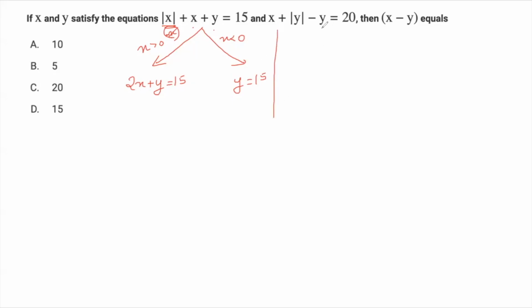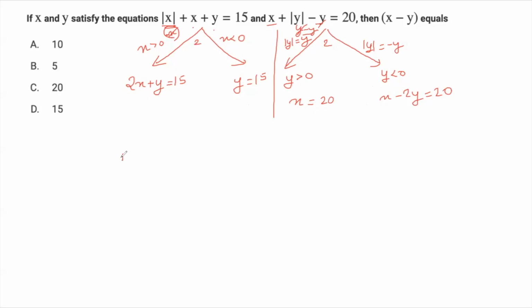Okay. Similarly, we'll have to take two possibilities for the second equation also, guys. The first case is when y is greater than 0. When y is greater than 0, obviously |y| will be equal to y. So in this case, I will have x + y - y equals 20. Plus y minus y cancels. I will simply get x equals 20. And similarly, when y is less than 0, |y| is nothing but minus y, right? So in this case, |y| will be replaced by minus y. I will have x - y - y, that is x - 2y equals 20. Now, two cases here and two cases here. 2 into 2, I have a total of 4 possibilities, right?